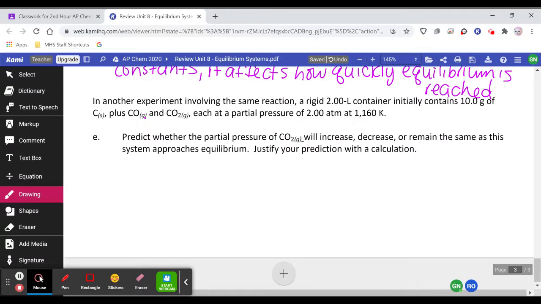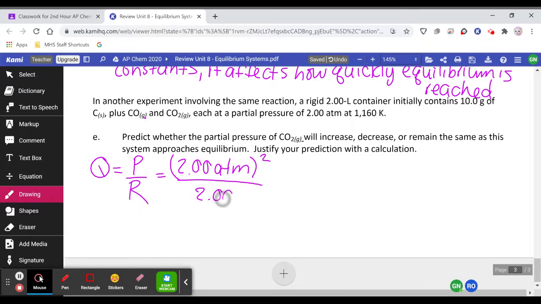So on that, let's see. We want to look at Q to help us with that prediction. And so we know Q is going to be equal to products over reactants. What I went ahead and did is look at those values. So we had 2.00 atmospheres for PCO2, but we also know that's going to be squared, right? And we just had 2.00 down here for our CO. And so my Q is equal to 2.